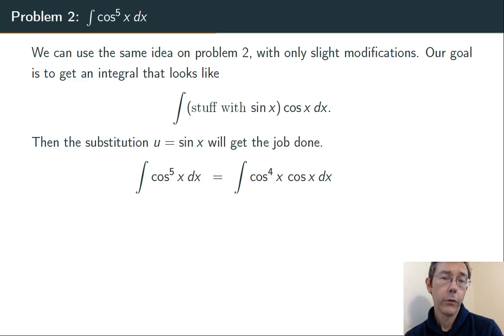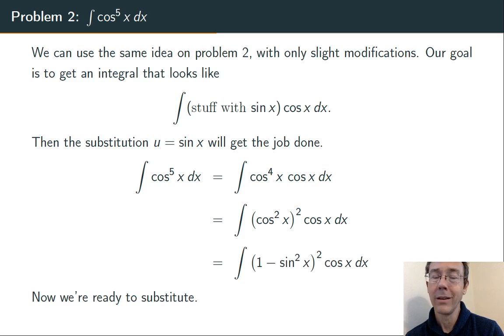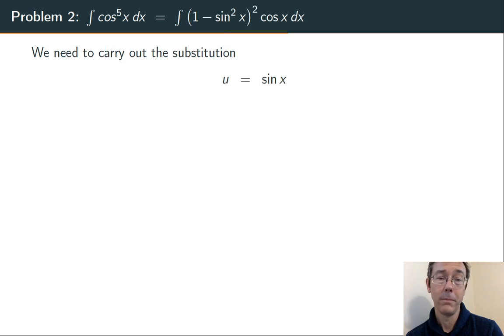So first of all, let's pull out that cosine. Now I'm left with an even power of cosine to the 4th of x. The reason that that's okay is because that's cosine squared, and that inside cosine squared can be written as 1 minus sine squared, just using the identity sine squared of x plus cosine squared x equals 1. And now that substitution I mentioned is going to work. U equals sine x is going to get us home.